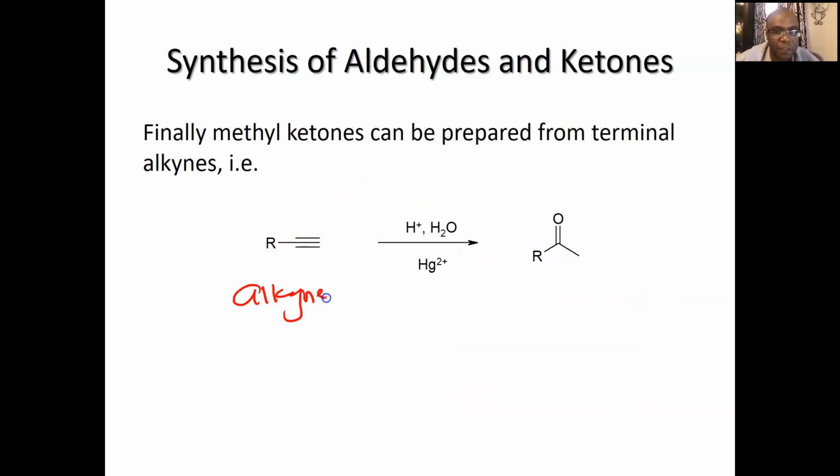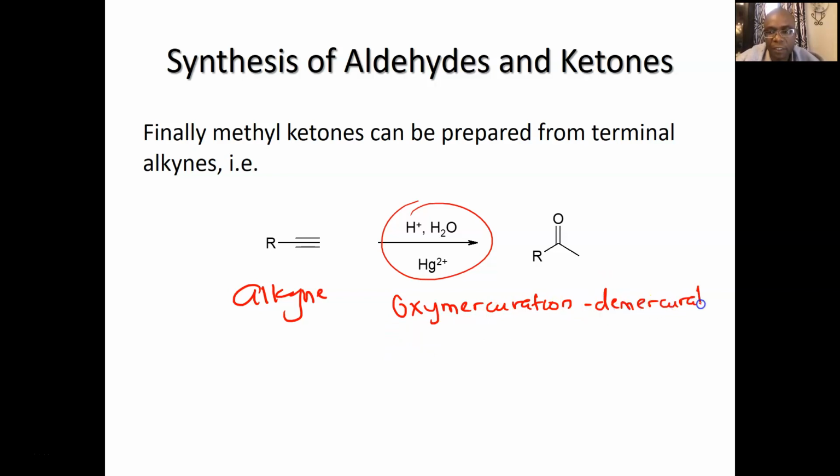Alkynes can be oxidized to ketones by a process that we call oxymercuration, demercuration, like you're adding mercury and then taking it out. So it's an oxymercuration, demercuration, oxidation reaction.